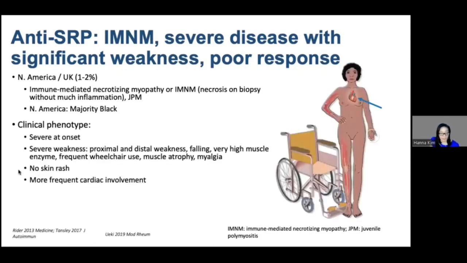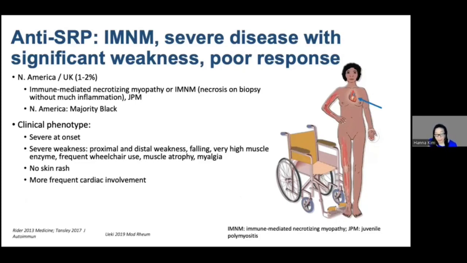What do we see with this? It's generally very severe at onset, and it's associated with severe weakness. So a lot of muscles are involved, both the muscles close to the core and distal to the core, proximal and distal muscles. They typically have a history of falling because of the significant weakness. There are very high muscle enzymes associated with this. They're frequently so weak that they require the use of a wheelchair. The muscles can be wasted away, or atrophied, which might be seen when you examine them or on imaging like MRI. And they also have pain, or myalgia, associated with their weakness.